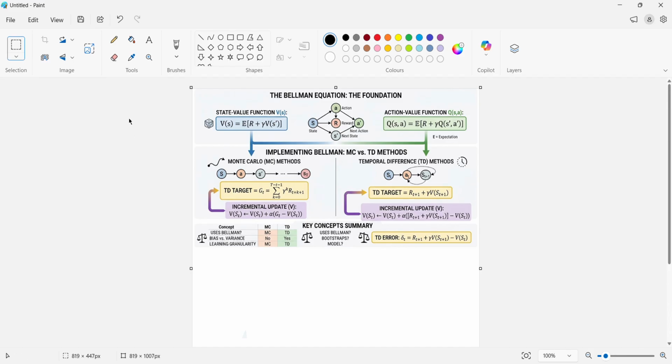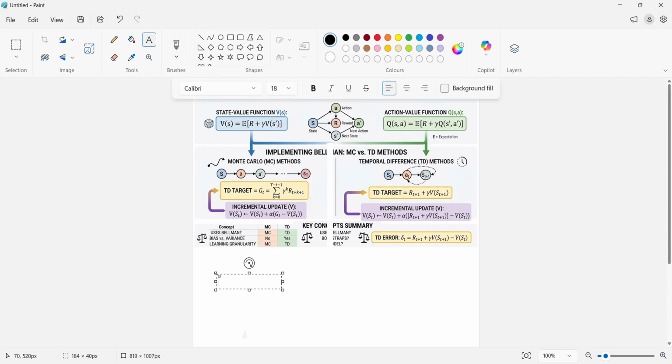let me open Paint. So if I have an LLM and I give this prompt to it, what is 2 plus 2, the LLM might respond to me 4.